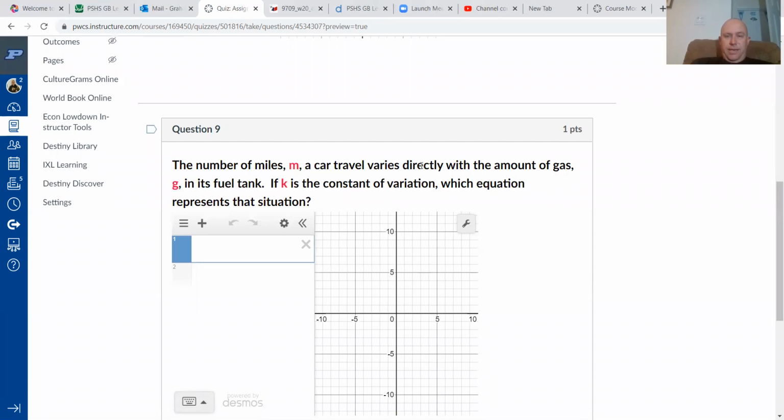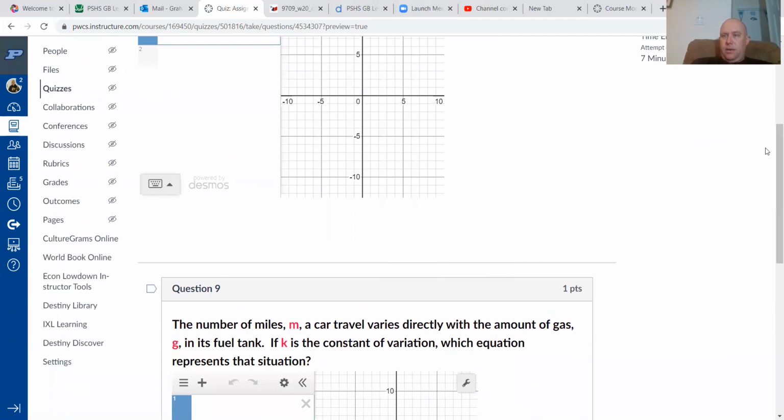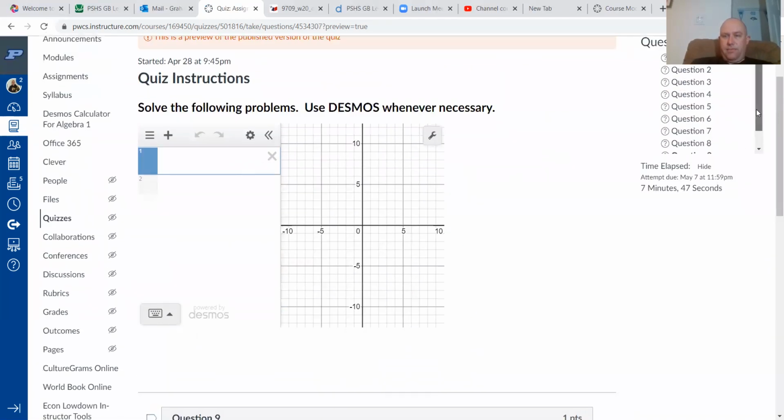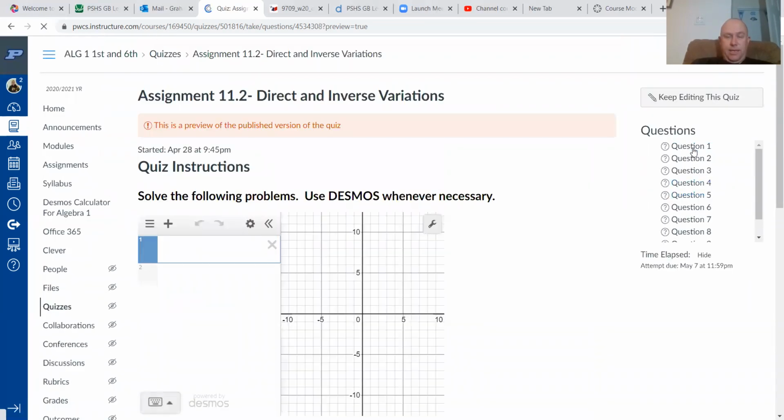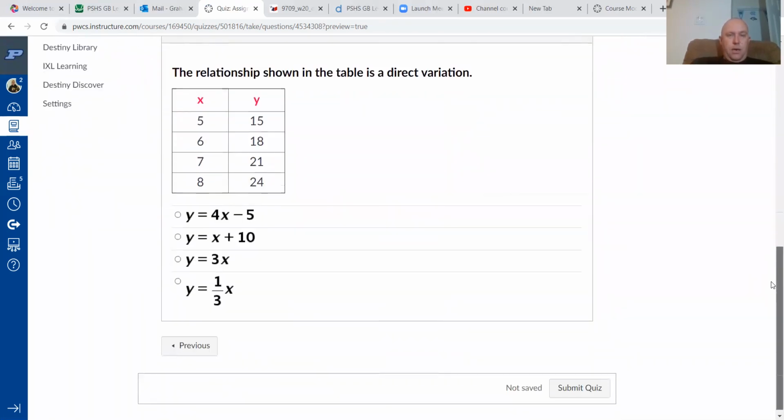We just talked about this a second ago. Varies directly. So we should know what that form is. Y equals kx, except this time we're using m and g in its place. And if I just move this out of the way, I think we can go straight to that last question then. Let's go to question 10. So some questions we can really pick out the answers fairly quickly if we know those properties of the graphs.